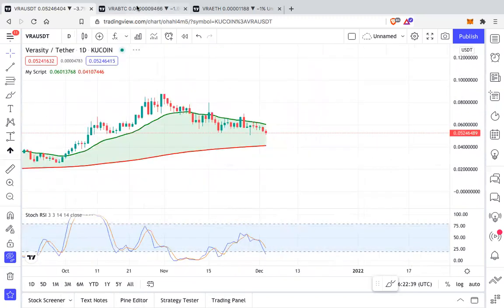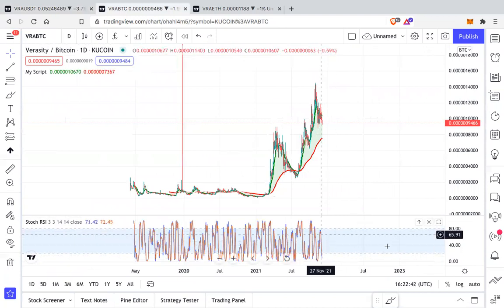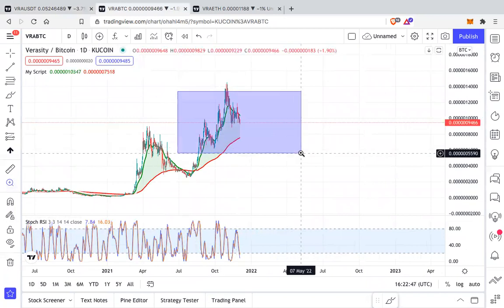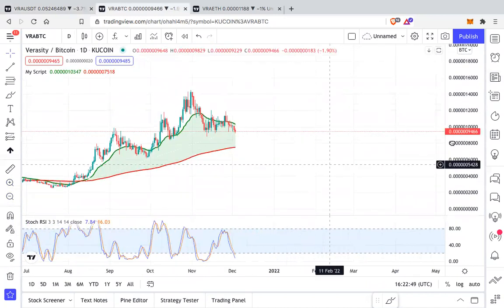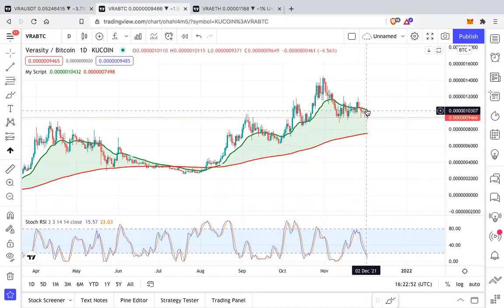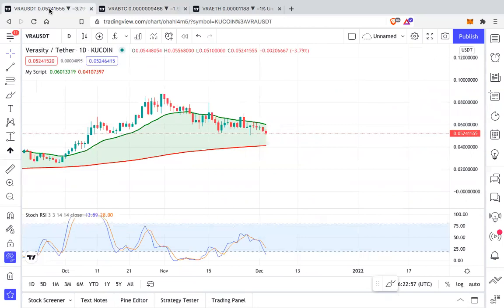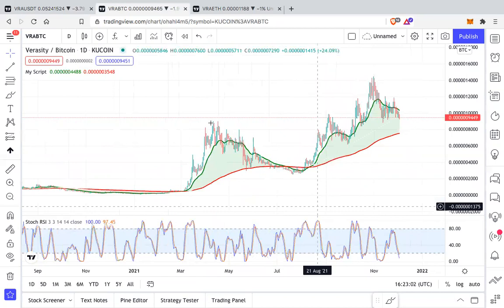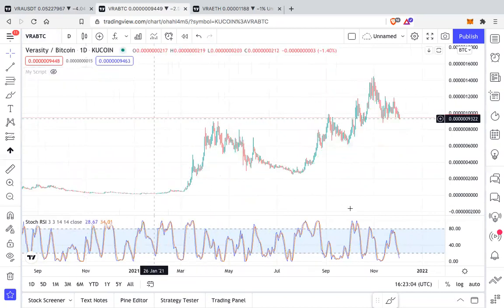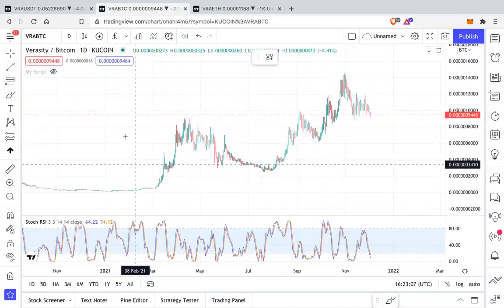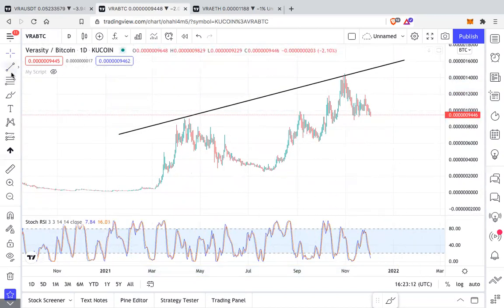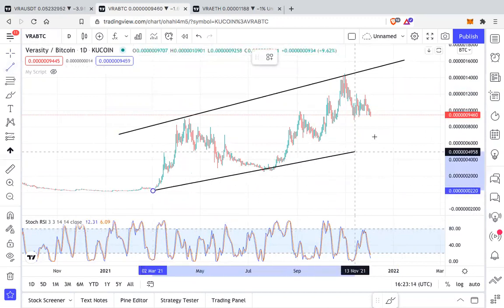That's VRA USDT. If we look at the VRA BTC chart, we can see again a very similar pattern to what we saw in the USDT chart: we are currently consolidating under 21 EMA. But I find VRA BTC, in fact, very, very identical to VRA USDT. And if we look at the structure, again, a very similar structure over here. This is, in fact, I think we are in this channel.